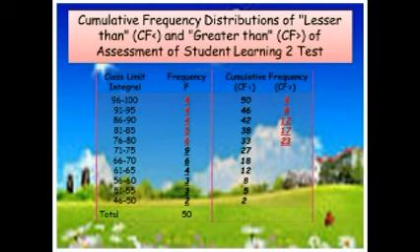17 plus 6 is equal to 23. 23 plus 9 is equal to 32. 32 plus 6 is 38. 38 plus 4 is equal to 42. 42 plus 3 is 45. 45 plus 3 is equal to 48. And 48 plus 2 is equal to 50. Overall, we have 50 cases, which is equal to our data in the table.